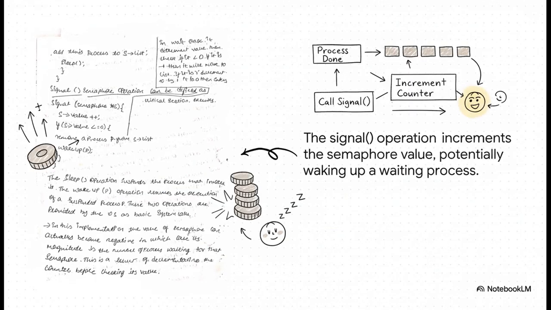And signal is just the opposite. It's you returning the token when you're done with the ride. When your process finishes with a shared resource, it calls signal. This adds 1 back to the counter, and if there are other processes waiting in line, it tells one of them, "Hey, a spot just opened up. Here's a token. It's your turn."